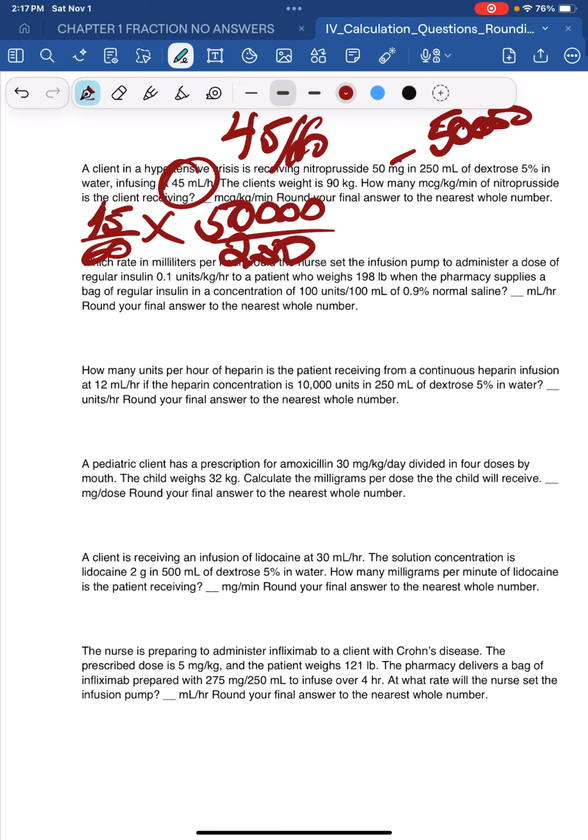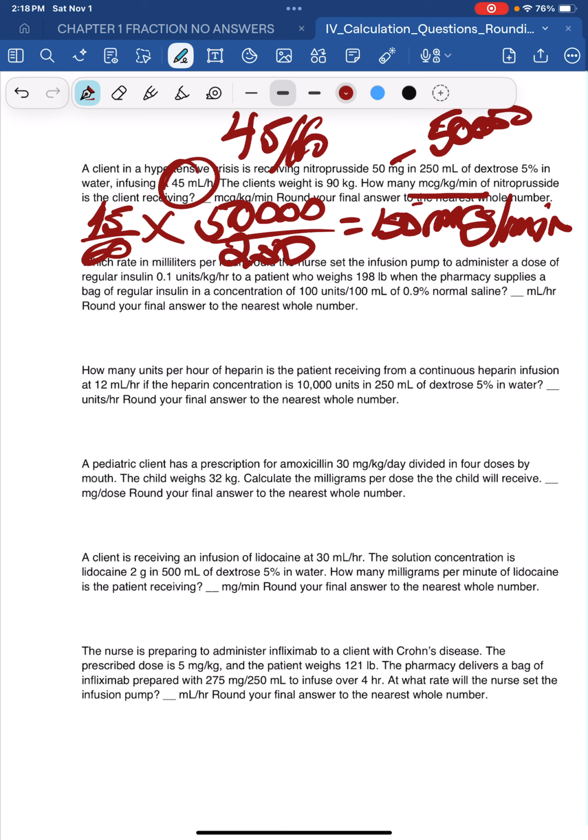So we got 45 divided by 60, then multiply that by 50,000, then divide that by your quantity, which is 250. I have 150 microgram per minute. But the question, we are looking for microgram per kilogram per minute. After you find microgram per minute, divide that answer by the weight in kilogram.